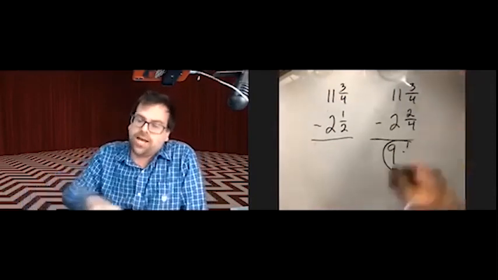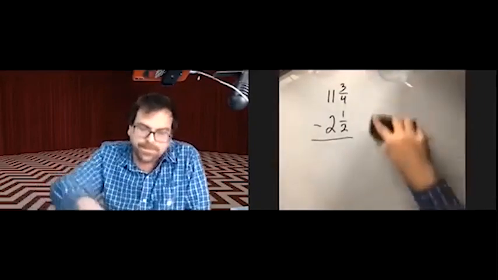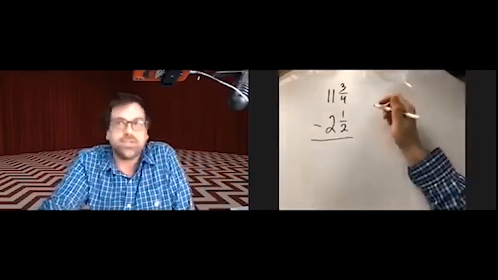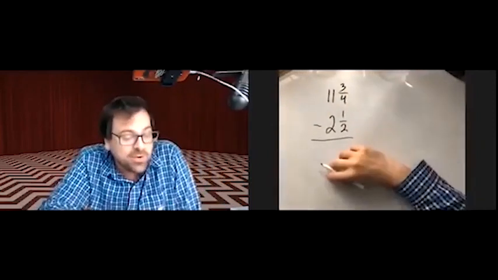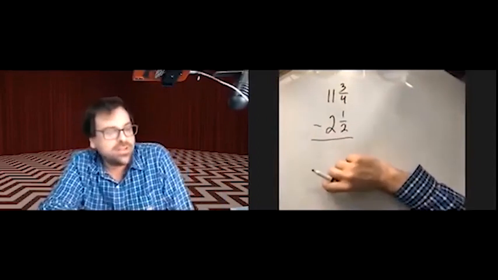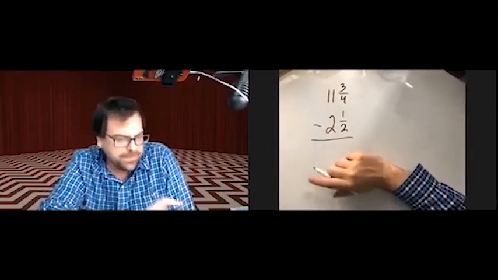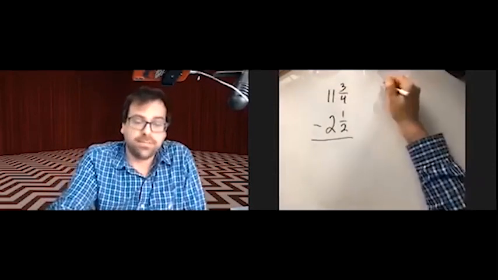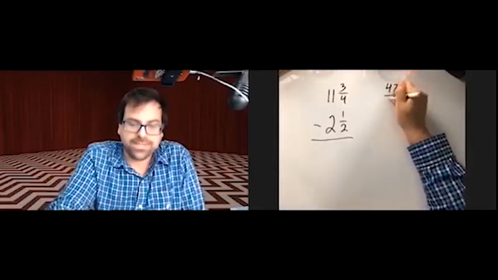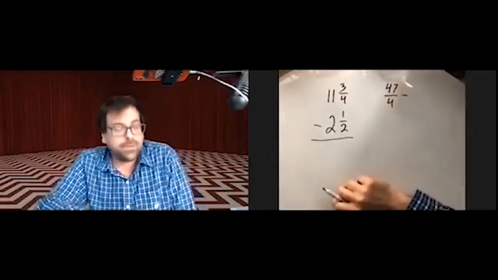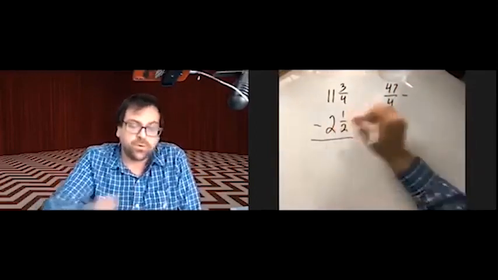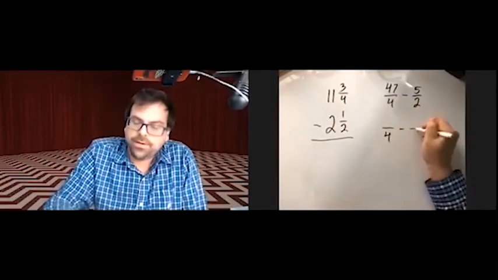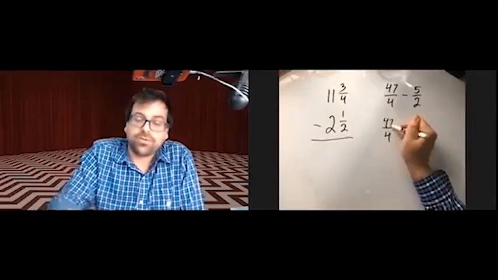What about the improper fraction way? We can do that with subtraction as well as addition. I should show that at least once so you know that's true for subtraction, like you know it's true now for addition. 4 times 11 is 44, plus 3 makes 47/4. 2 times 2 is 4, plus 1 makes 5/2. Get our common denominator of fourths.